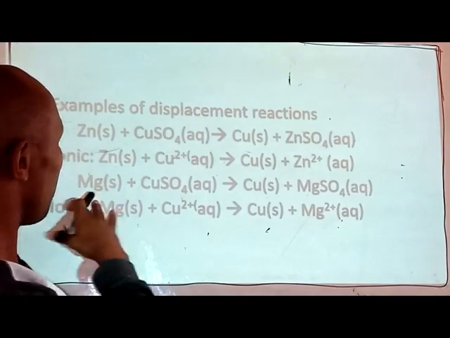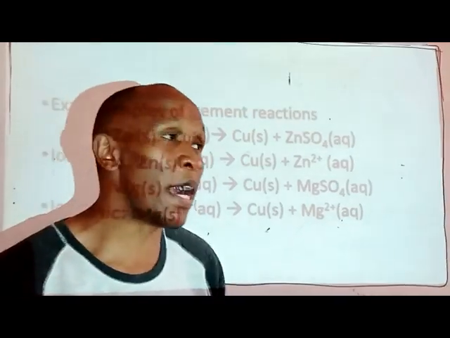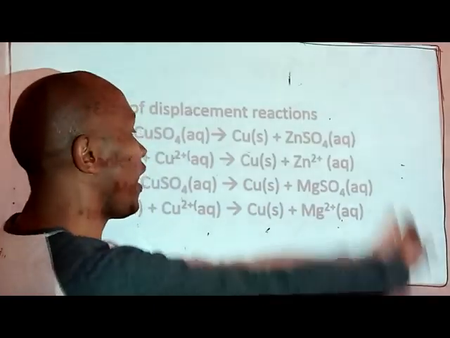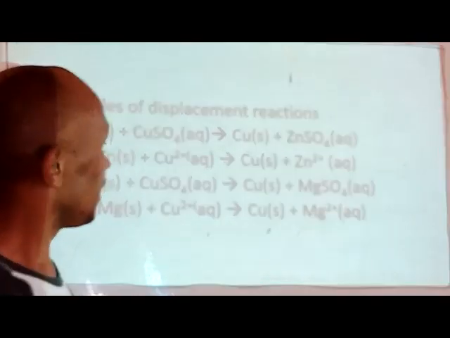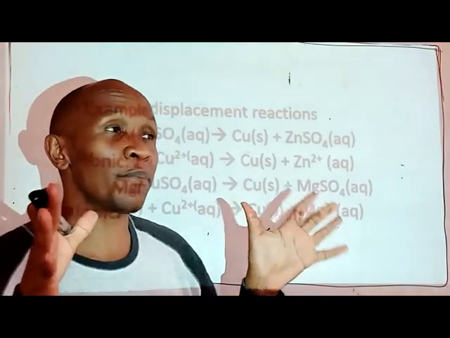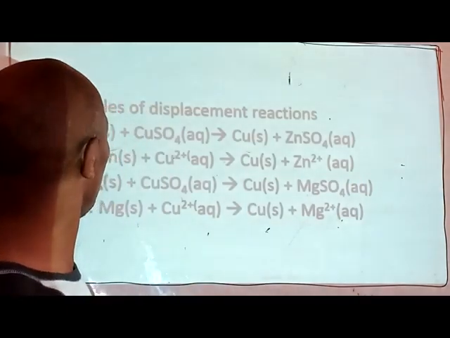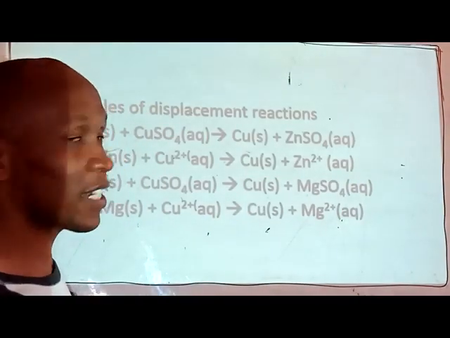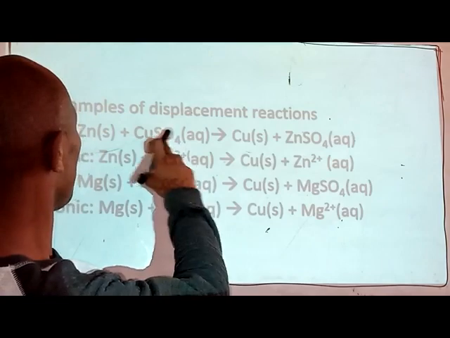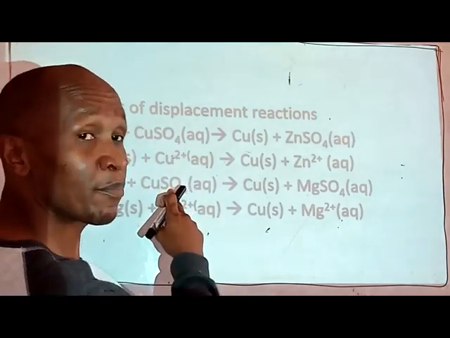So another example of a displacement reaction is a displacement of copper with magnesium, and the enthalpies will be different. Now the amount of energy that is going to be produced is dependent on the difference between the reactivities. So zinc is less reactive than magnesium. So the difference between zinc and copper is less than the difference between magnesium and copper.